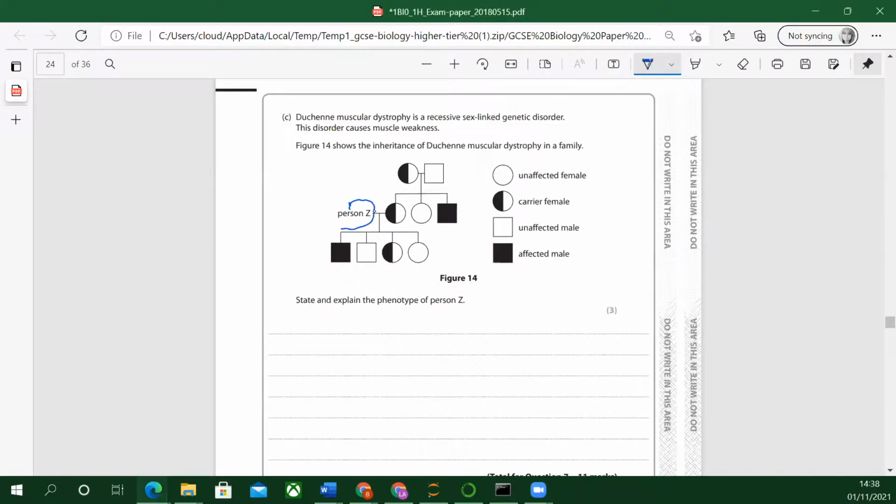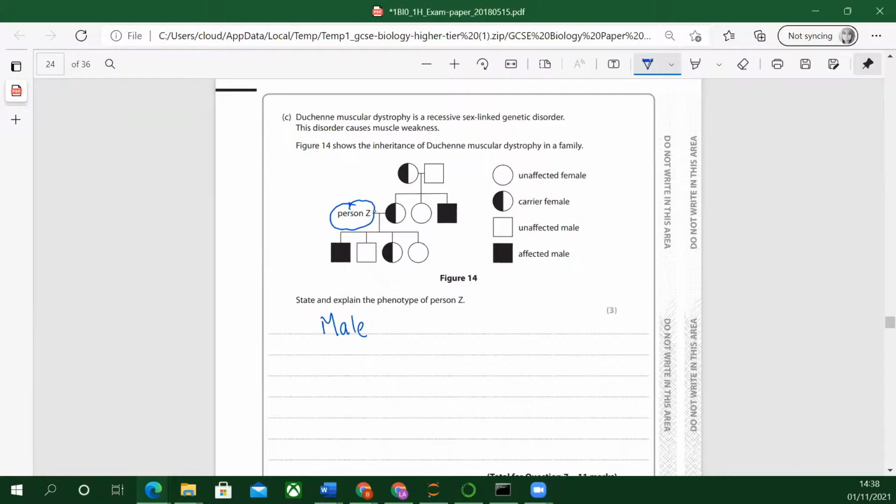Okay, person Z. All right, so we've got a male and a female. They've got 3 children, 2 females and a male. And this person, who's the missing one, and the female, so it must be a male. So you've got a male and a female, so these are 2 parents. It's really easy to read that wrong. So male, okay.